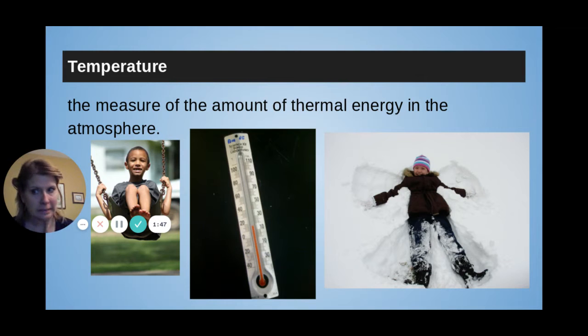Or even, we talked about this with energy, thermal underwear. Thermal underwear is used by people who go hunting and want to keep warm, and it keeps their body heat inside them. So the word thermometer relates to the amount of heat energy in the atmosphere that we're measuring. Again, thermal means heat. So it's the measured amount of heat energy in the atmosphere.